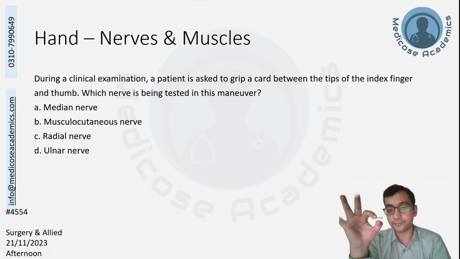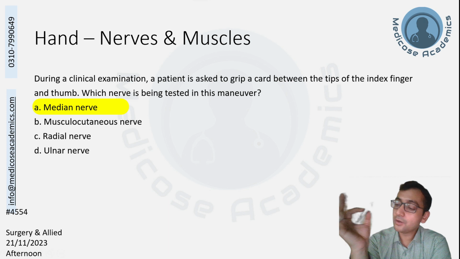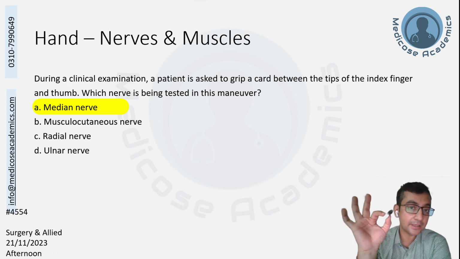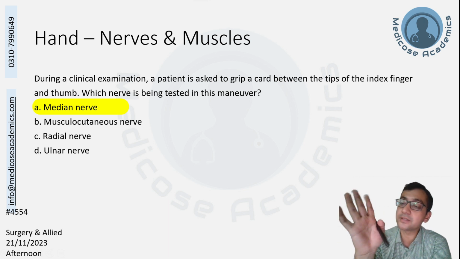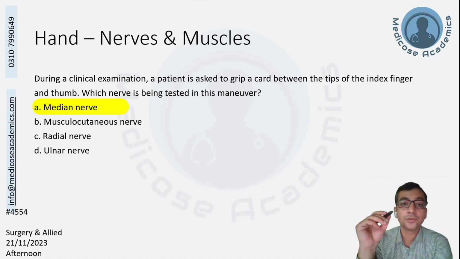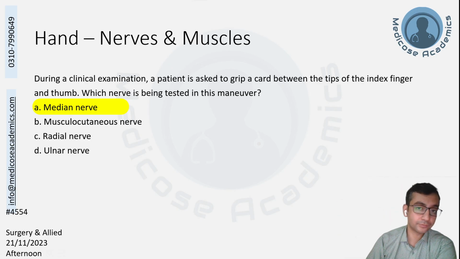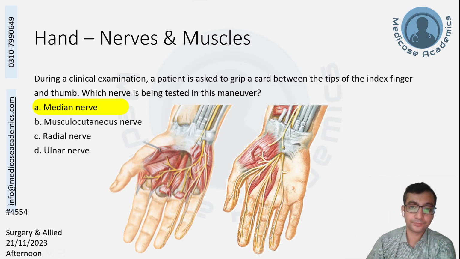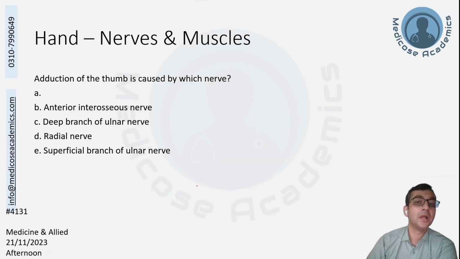Which nerve is being tested? Median nerve, because opposition is being tested, and the flexion of the lumbricals, that is the Z movement. This is the moment both of these flex. So that is the median nerve function. This is the supply of the median nerve.